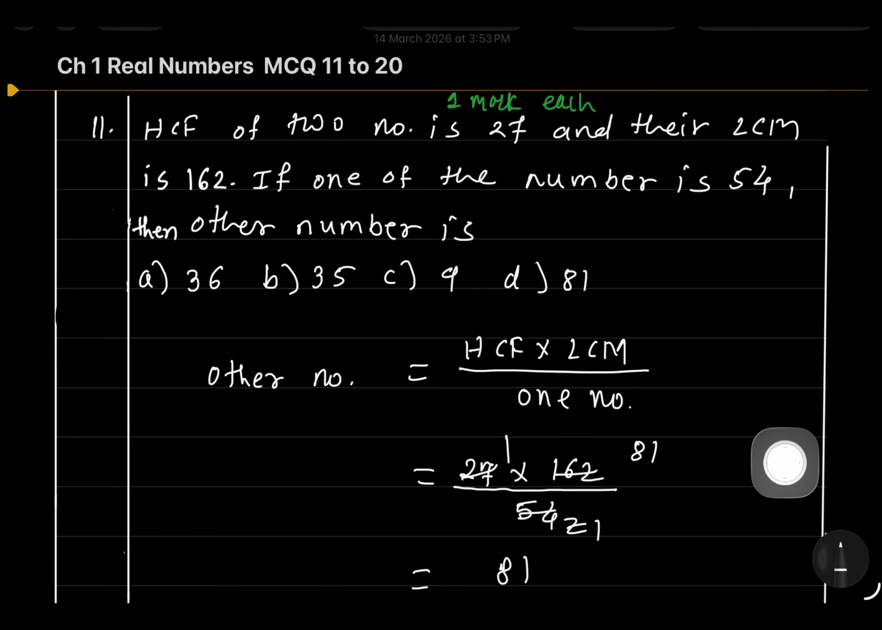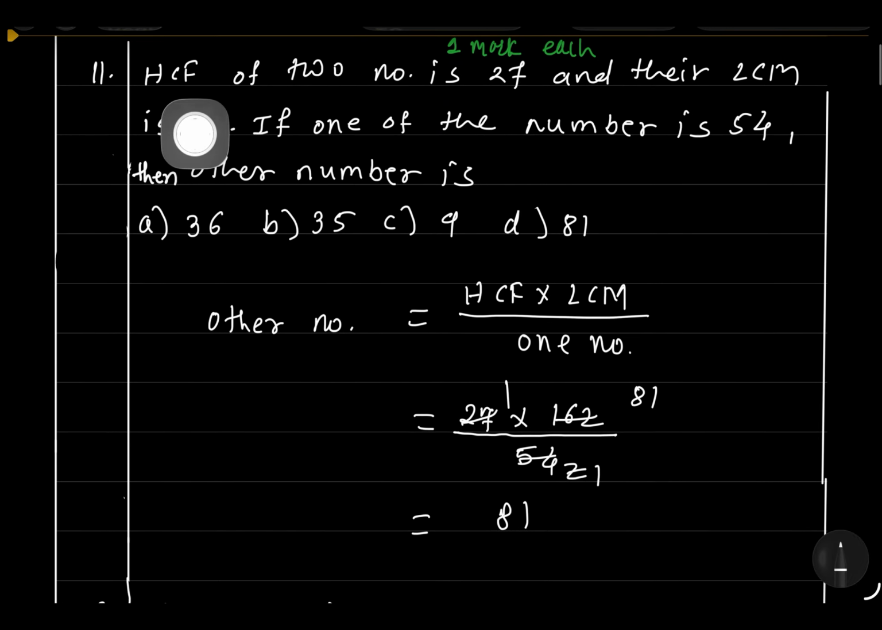Now next MCQs 11 to 20 we'll see. Now 11, the HCF of two numbers is 27 and their LCM is 162. If one of the numbers is 54, then the other number is?